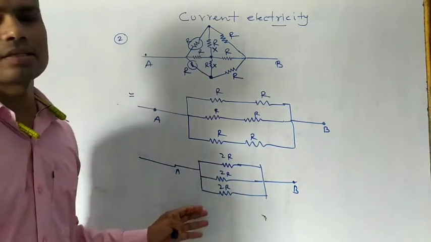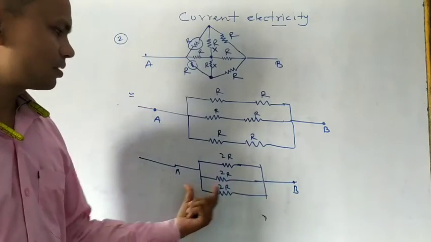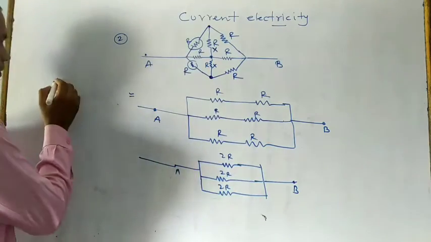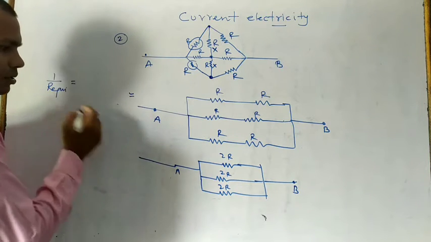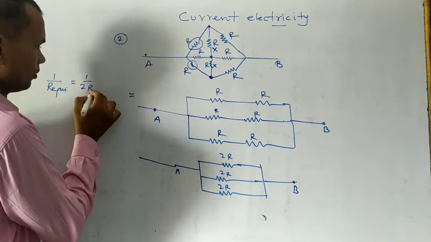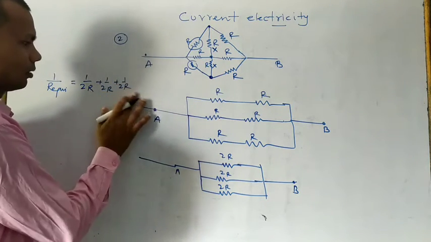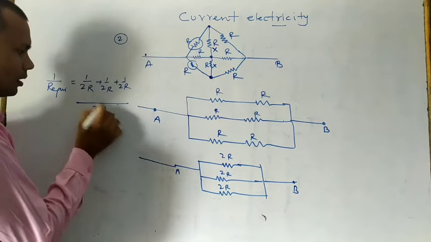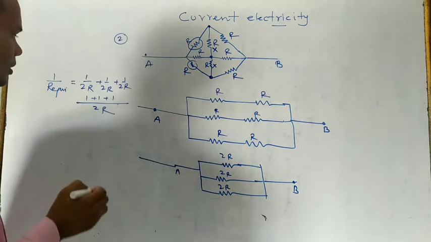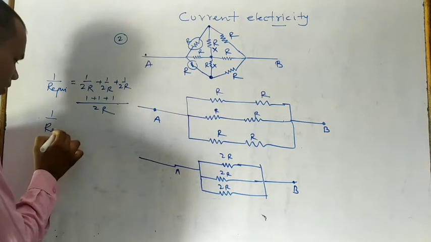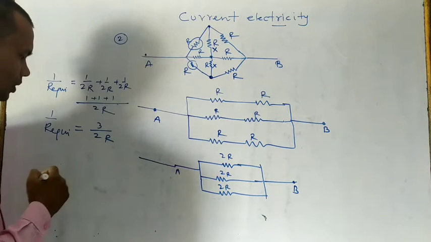Now all three resistances are connected in what? Parallel. So it is very easy to calculate the equivalent resistance of this network. When you calculate R equivalent, what will we get? 1 upon 2R plus 1 upon 2R plus 1 upon 2R, right? So the LCM is 2R, and 1 plus 1 plus 1 gives us 1 upon R equivalent equal to 3 by 2R.